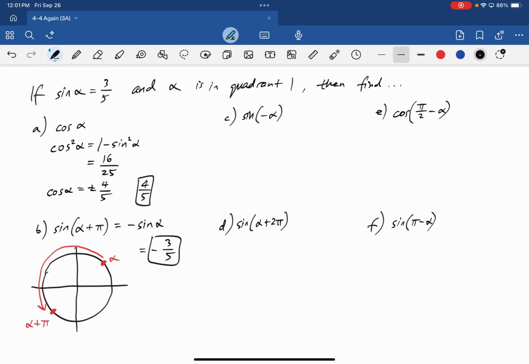Next one, part C. Here you can simply use the fact that sine is an odd function, so this is equal to negative sine of alpha. You can also see this from the unit circle, right? Because if alpha is here, then negative alpha must be here, right? And that flips our y-coordinate, or it flips our sine. So that means sine becomes a negative 3/5.